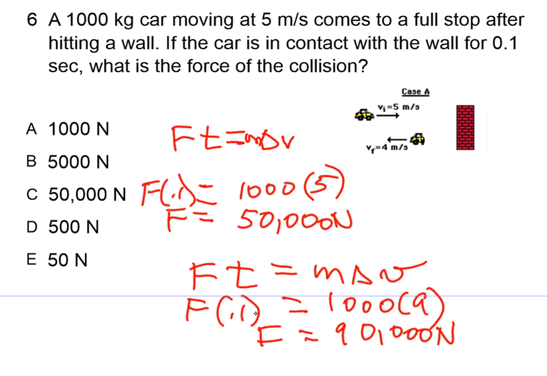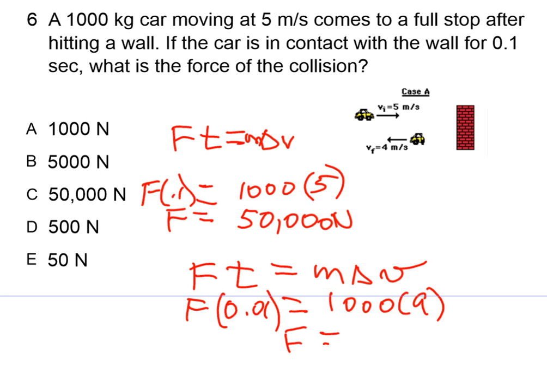If the force of contact is smaller, for example, instead of being 1/10 of a second, it was 1/100th of a second, the time of contact, then you can see that the force is going to be much bigger. So let's change this to 1/100th of a second. If you now solve for F, you would get not 90,000, but you would get 900,000 newtons.